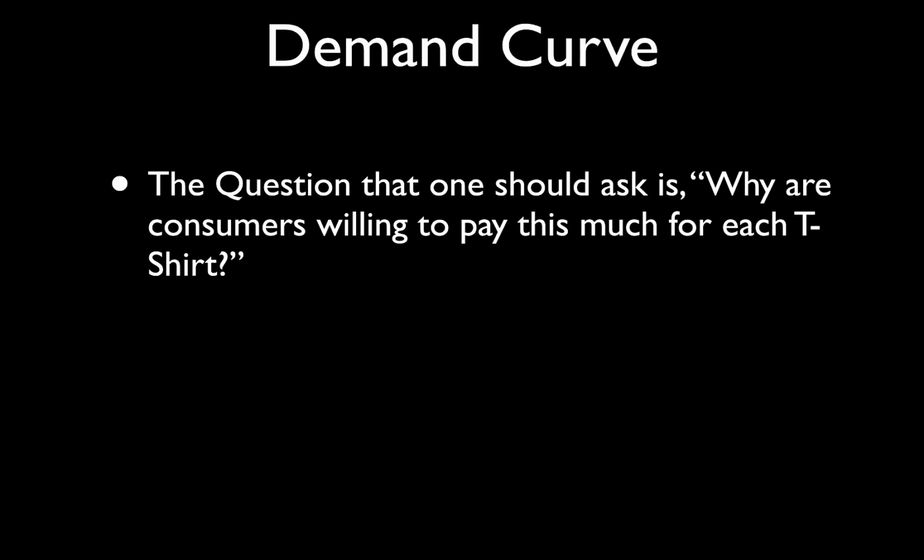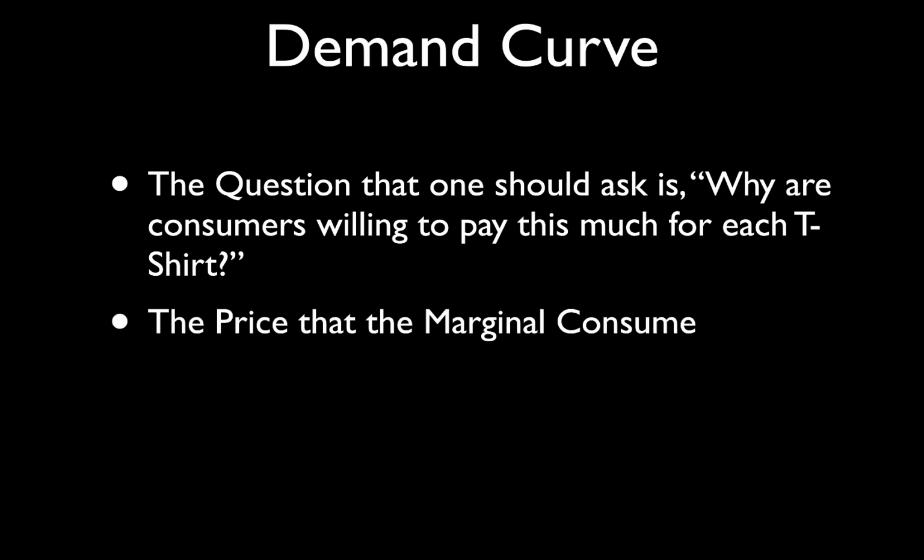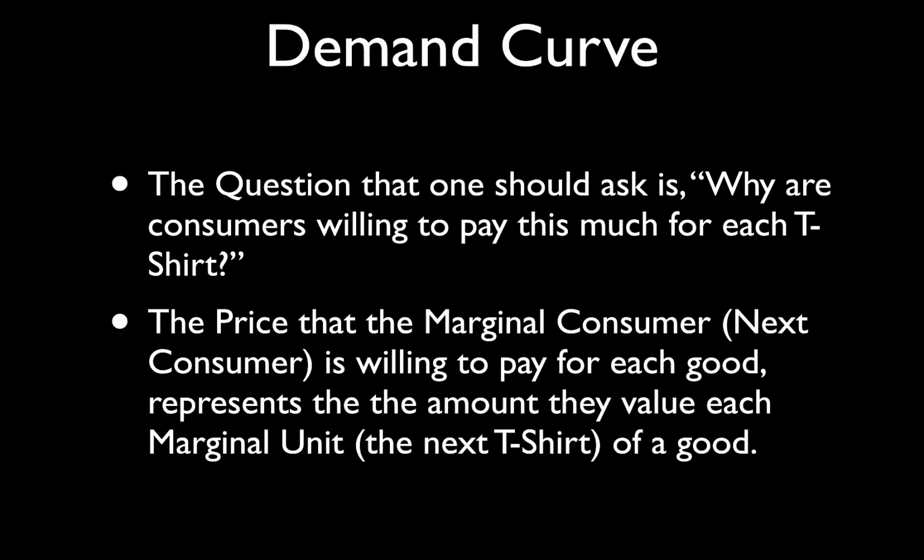Now, I suppose the next question is, why are consumers willing to pay so much for each t-shirt? Whatever it is, even if it's like 1 euro cent, why are they willing to pay that much? And this is what I need you to understand. This is the jump that you have to make. We're going from willingness to pay to marginal benefit. Remember that consumers are assumed to be absolutely rational, and they are only going to pay something if it benefits them. So the price that the marginal consumer, the next consumer, is willing to pay for each good represents the amount that they value each marginal unit, the next t-shirt.